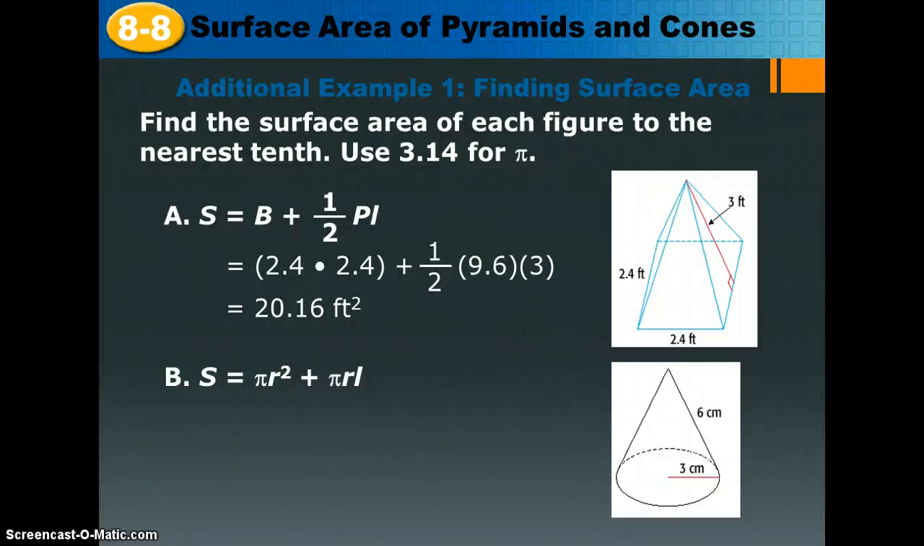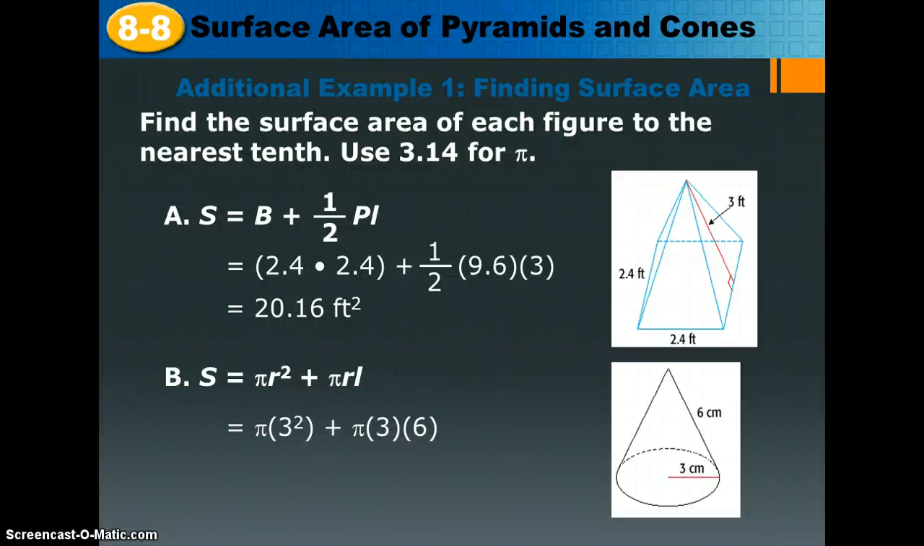If you recall, the formula for surface area of the cone is S equals pi r squared plus pi times r L, and L being the slant height. So plugging in each of those numbers, recall 3.14 would be used for pi. The radius in this case is 3, so we'll square that. We'll add that to pi times the radius, which is 3, times the slant height, which is 6. So this is what it will look like before we multiply everything out.